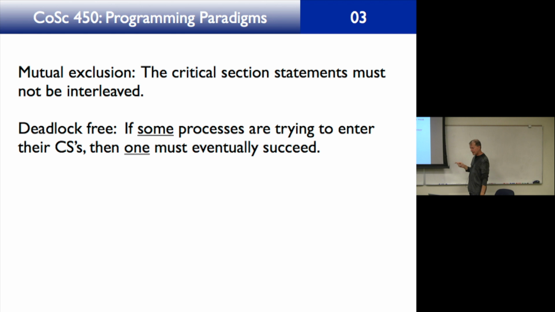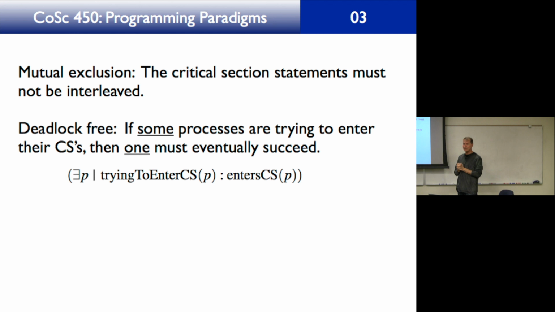Deadlock free, now here's where we get quantitative. Deadlock free means if some processes are trying to enter their critical sections, then one of them must eventually succeed. Now, do you see how that's a more precise description of not freezing up? If some processes are trying to enter, then one must eventually succeed. Now, here's our formal method. Here's where formal methods really come in handy in understanding precisely what this means.